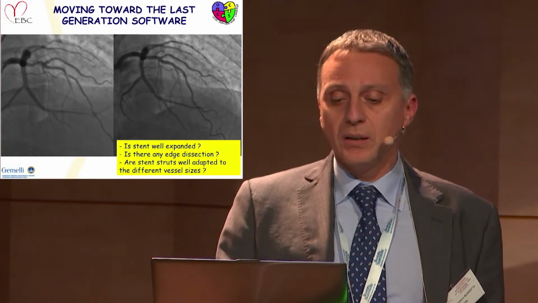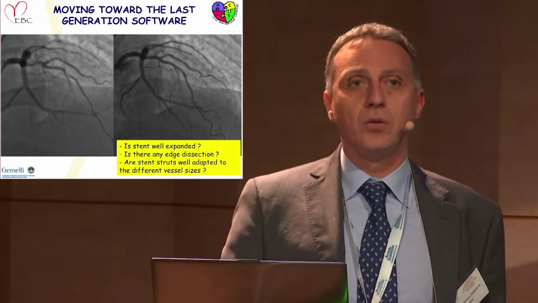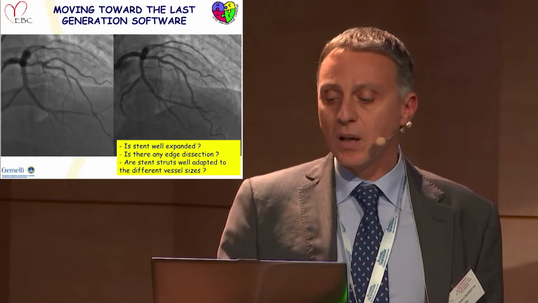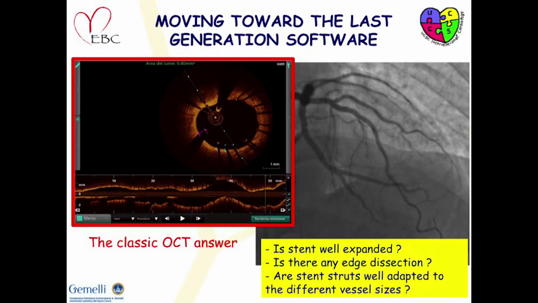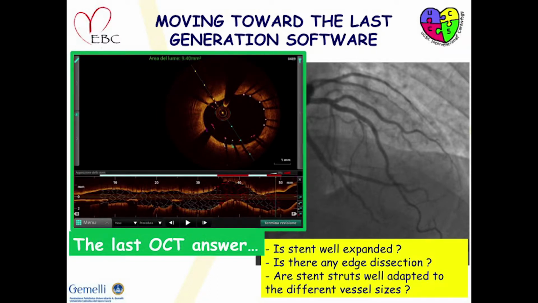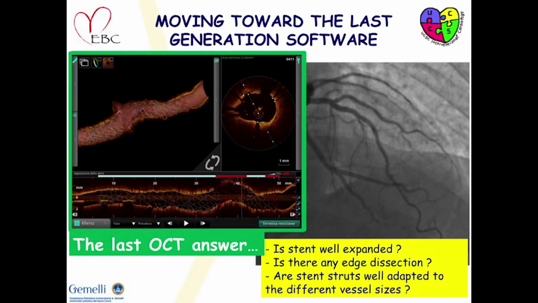If you use the classic OCT answer, you have to scroll segment by segment to assess what happens. Now we have another way, the last OCT software, which allows you, with just one click, to have your OCT well displayed. You have it well visualized. You have the possibility to have the red color for the malposition areas. Then you might want to see how it is distributed in 3 dimensions. With another click, you do this.